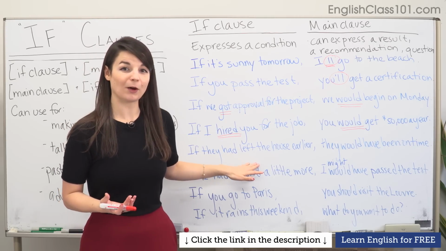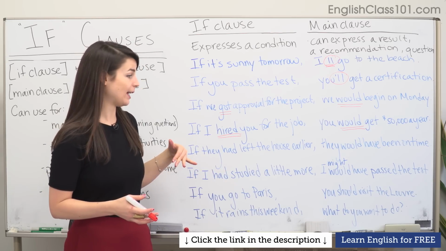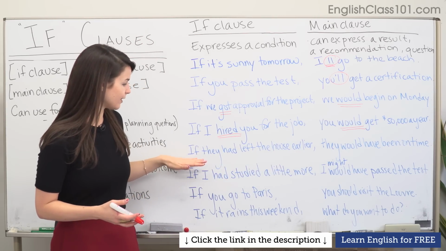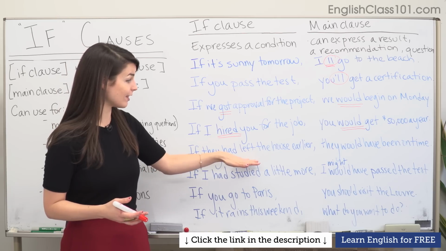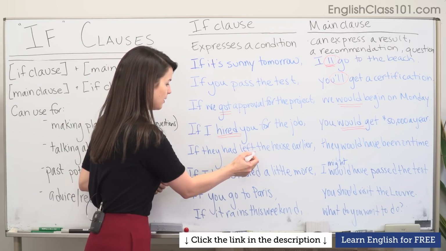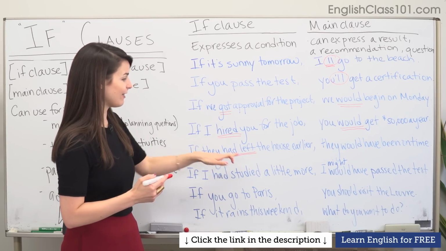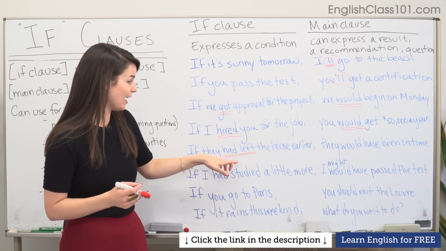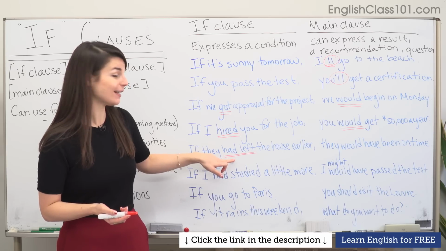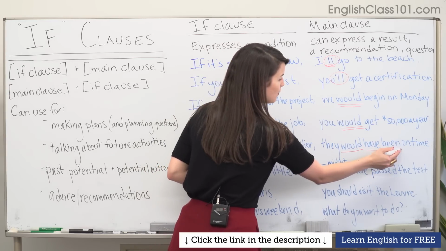Let's go to yet one more example of how to use this grammar. This is a past potential and a resulting possible outcome from a past situation. So let's look at the if clause first. If they had left the house earlier, they would have been on time. So here once more, you can see I've got if they had left the house earlier. If they had left, I've got had here. So we need to use have or had in the past tense here, plus the verb, and then again we use this would have been on time.